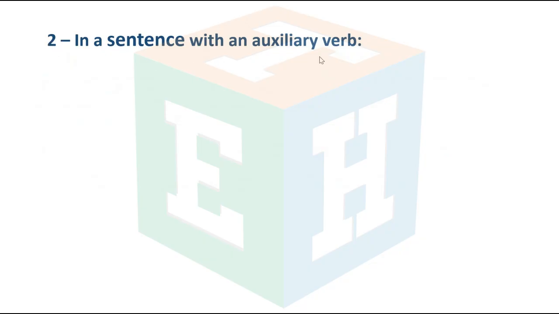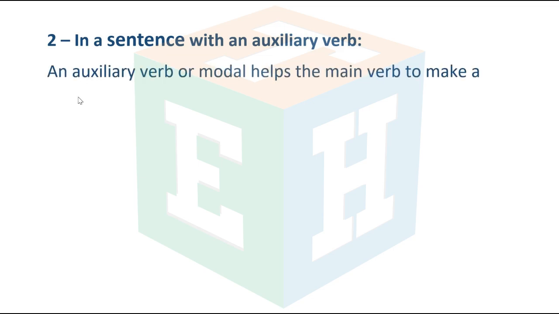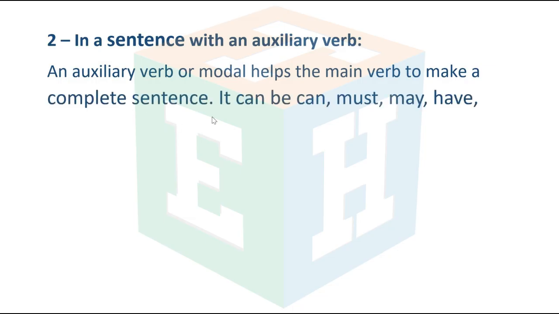Number two, in a sentence with an auxiliary verb. An auxiliary verb or modal helps the main verb to make a complete sentence. It can be can, must, may, have, should, could, will, and would.